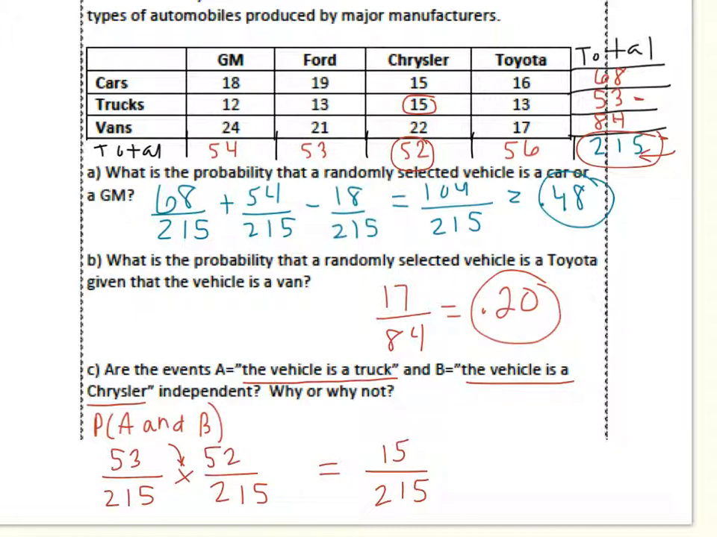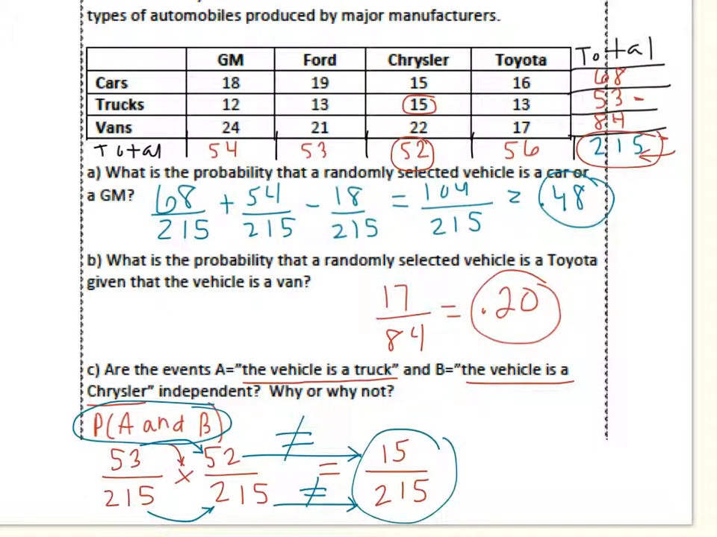Well, we don't even need to do this math because 215 times 215 is not 215, right? When you multiply fractions, it's numerator times numerator, denominator times denominator. And 53 times 52 is not 15. So they are not independent because separately they did not equal what it should have, the 15 out of 215.